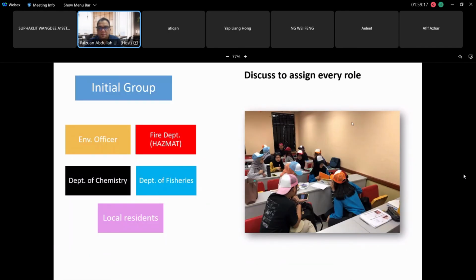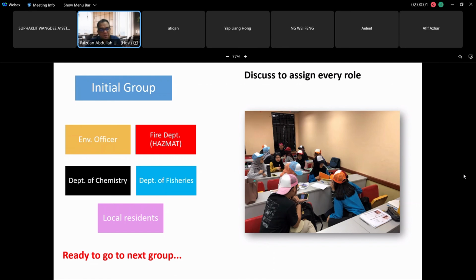Okay, this is your group. As I told you, you need to have a group of 5, in which you can have the roles, and you can rotate the roles. Environmental officer, fire department, which is from hazmat. Hazmat is what? Hazardous material unit of the fire department. And department of chemistry officer, department of fisheries officer, and a local resident. In my physical class, I will give out caps, so you will wear the cap of different roles. And this is your main group.